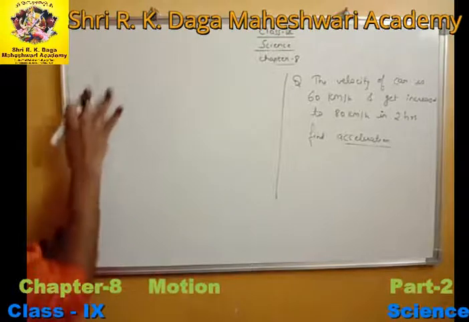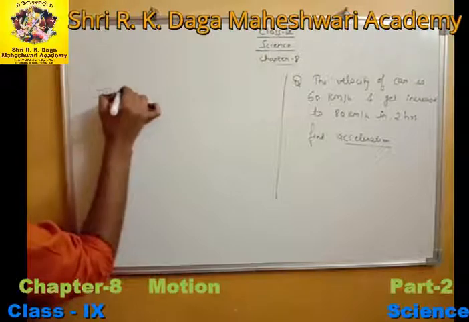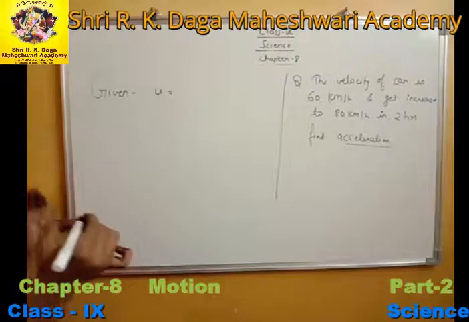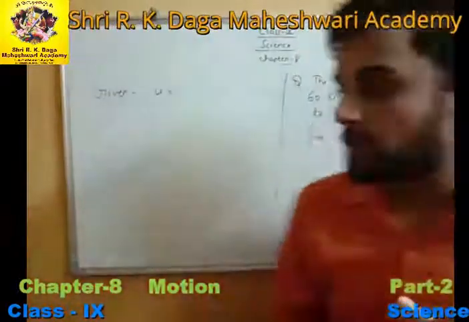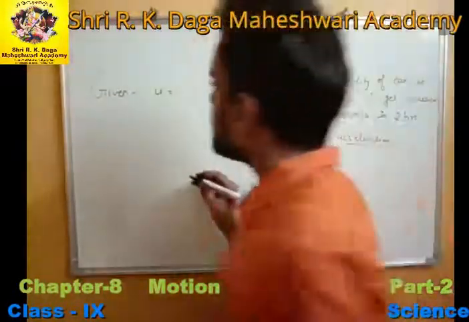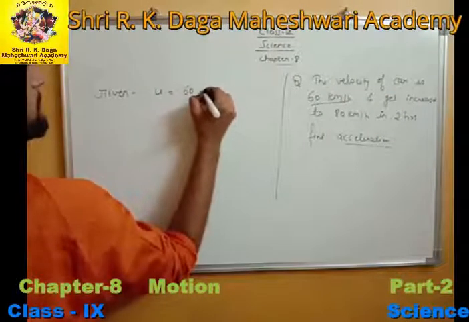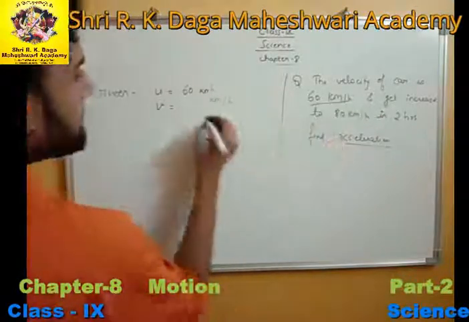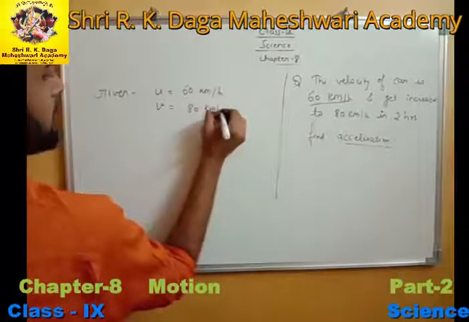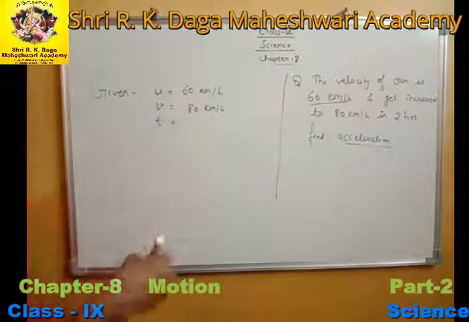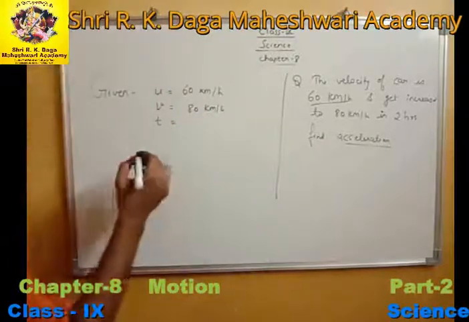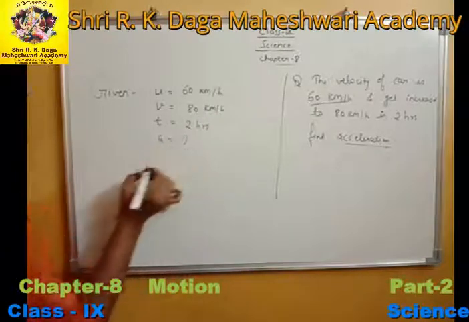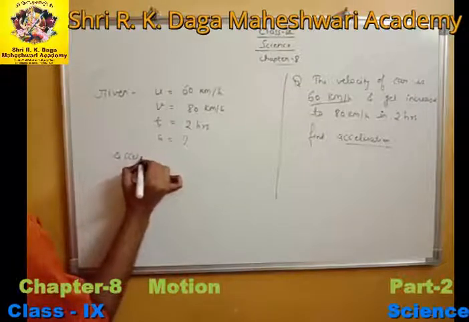So how can we find acceleration? First of all, we have to write what things are given to us in the question. The initial velocity is denoted by u. Initial means what? The starting velocity. The starting velocity is given to you as 60 km per hour. The final velocity is given to you as 80 km per hour, and the time taken by the car to cause this change is 2 hours, and you have to find the acceleration.